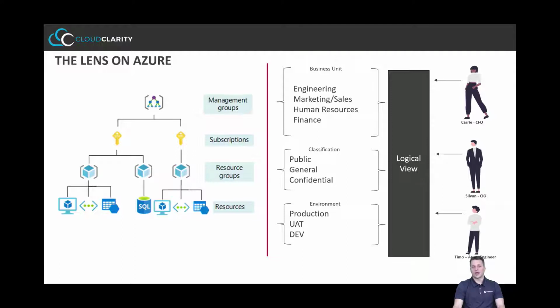So, as we said, for Carrie, she's interested in business units. So she wants to see all the resources grouped in business units so she can get to her cost breakdowns. Myself, I'm also responsible for compliance. I'm interested to see which resources are confidential, and I also want to make sure that all my resources are labeled. For Timo, it's environments. So he wants to know whether a resource actually belongs to a dev, UAT, or production environment, which in this case is all in one subscription. So the question is, how do we get to these logical views?